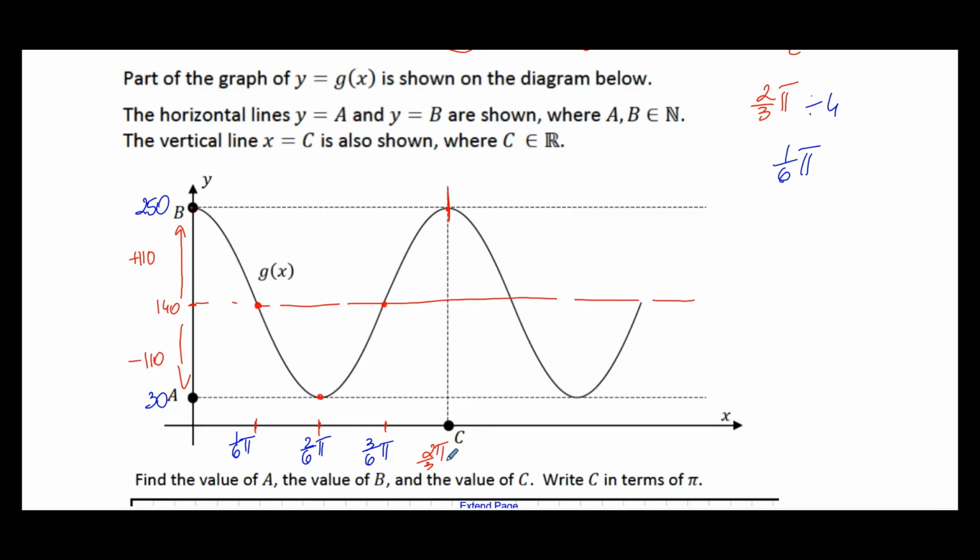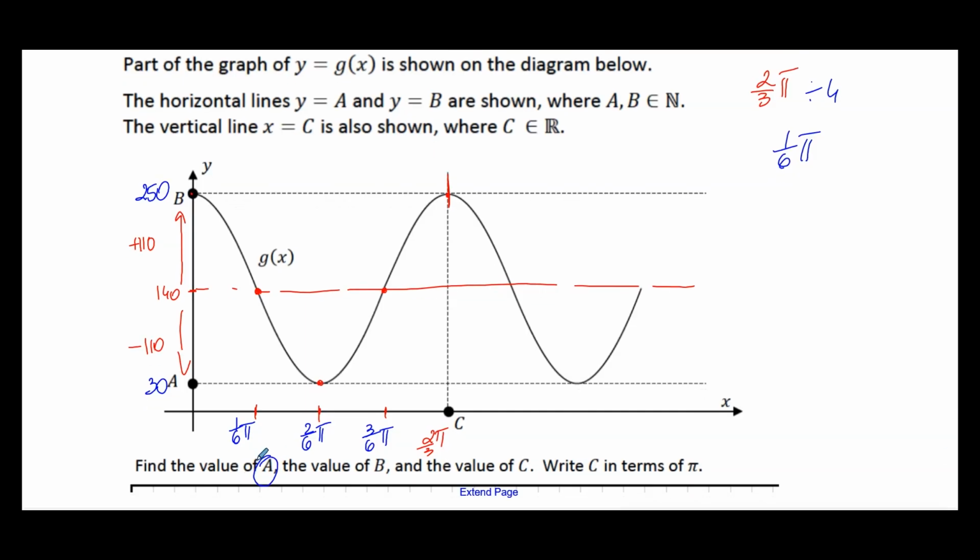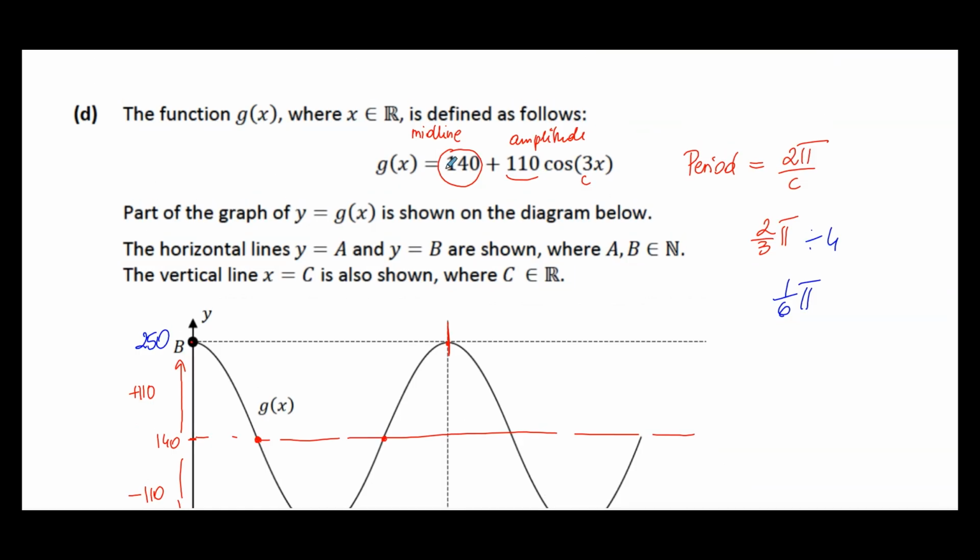and that is actually 4/6 pi. So in this question, we have to find the value of A, which we did, 30, find the value of B, which we did, 250, and find the value of C in terms of pi, which is 2/3 pi. That's the reason why I'm always telling you that understanding, looking at the equation of the function and being able to figure out the graph, allows you to answer questions much more easily because you know what you are looking at.